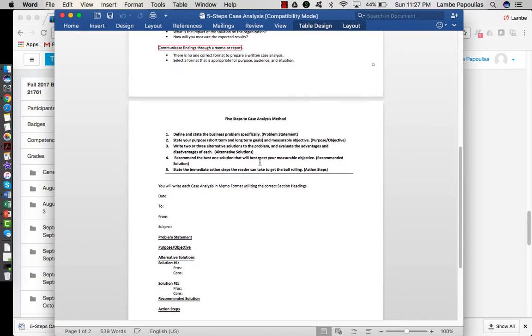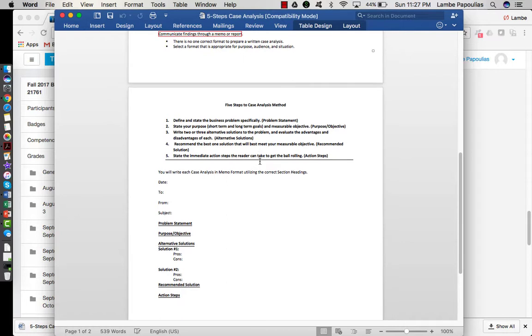So this is what your case study is going to look like when you write one. Without this at the top, this is the format you're going to have. You're going to have the date, to, from, subject. Underneath, you're going to have a problem statement. Underneath that, you're going to have the purpose objective.